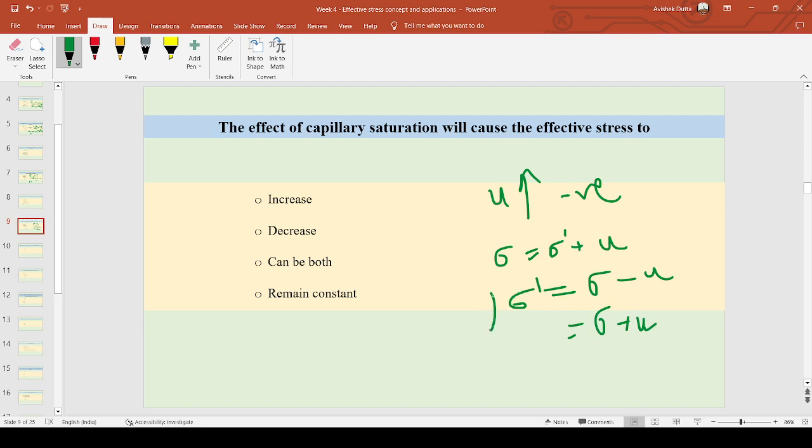Effective stress will increase because due to the capillary suction of water, the grain to grain transfer of stress will increase, because the total stress will remain constant. So effective stress will be more than total stress, and effective stress will increase under the effect of capillary saturation.